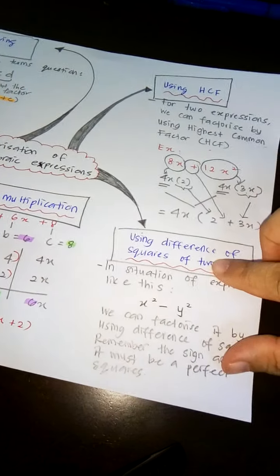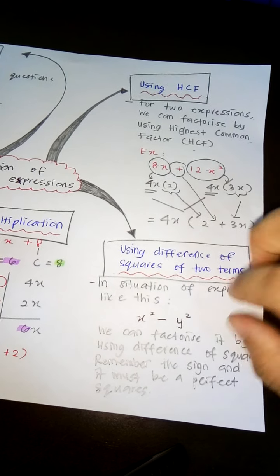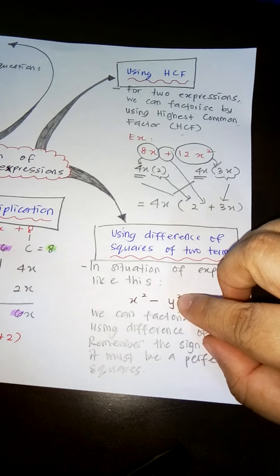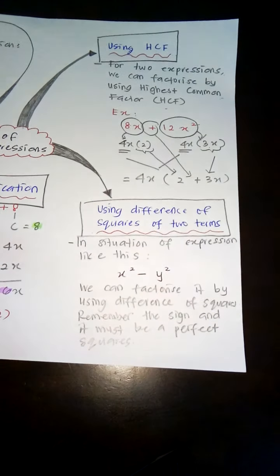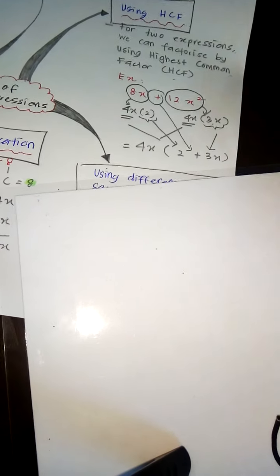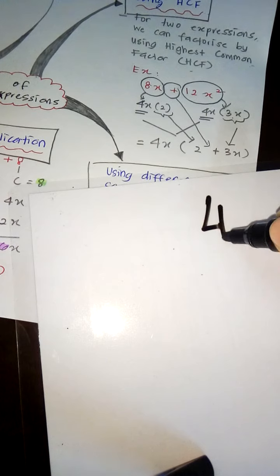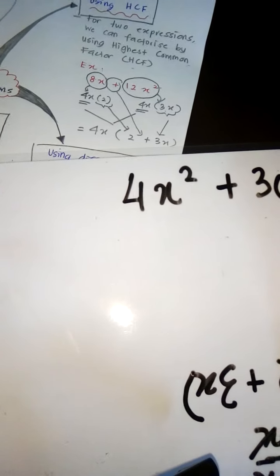Alright, the second way is factorization by using the difference of squares of 2 terms. This is specific for questions like this, when you have a perfect square. What is a perfect square? If you remember, for a question like this, I have 4x squared plus 36.